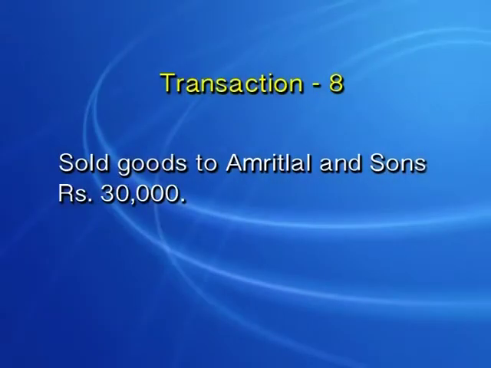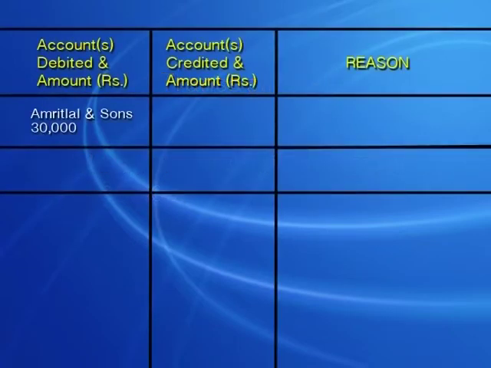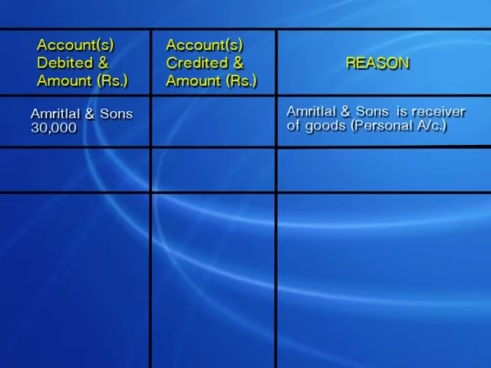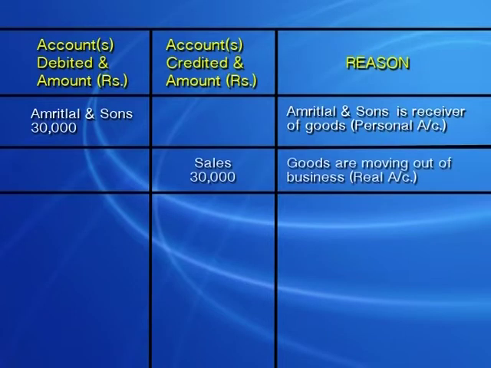Let us have another example on sales. Now, we are selling goods to Amritlal and Sons for 30,000 rupees. Now, I hope you understand that because Amritlal and Sons name is there and you are not informed that it is a cash transaction, it has to be a credit transaction. Based on this, Amritlal and Sons are receiver of goods because you are selling goods to them. So, they are receiver. So, they are to be debited. Goods are moving out of business. So, credit what goes out, sales account has been credited for 30,000 rupees.